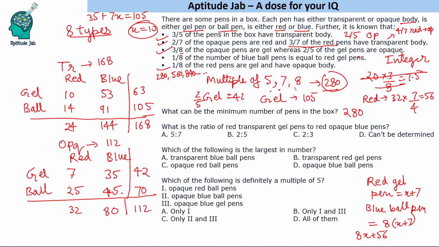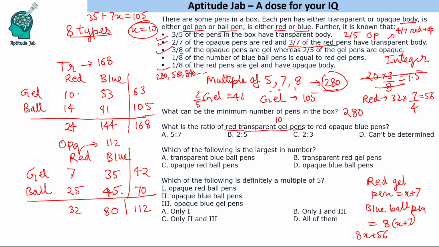The next question, what is the ratio of red transparent gel pens to red opaque blue pens? Now this ratio can be, there is an option cannot be determined. You should not mark that, because even if we scale these numbers, it will become 2 times. That is a ratio of red transparent gel pens, that is 10, to red opaque blue pens.